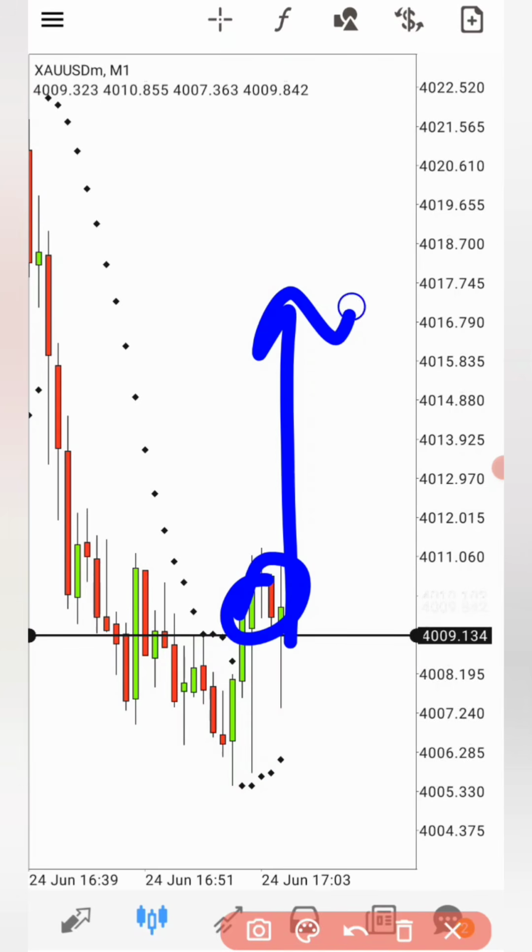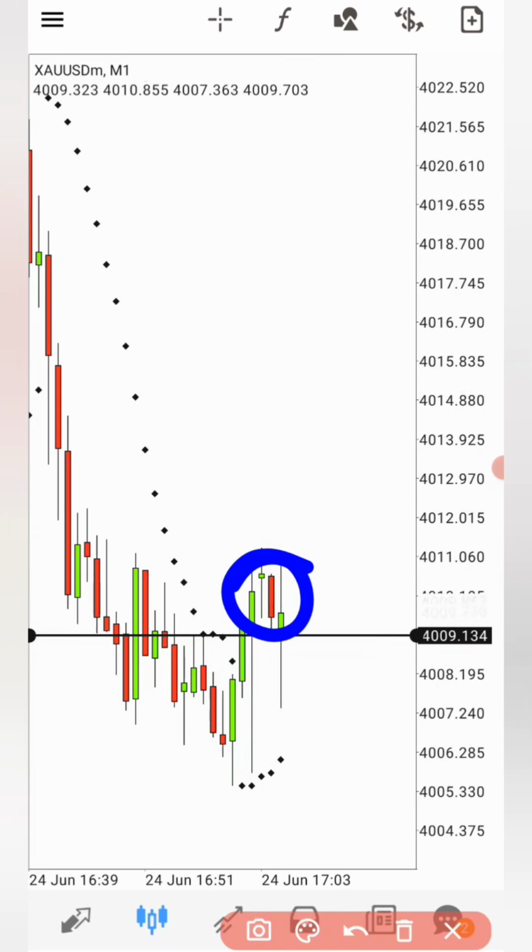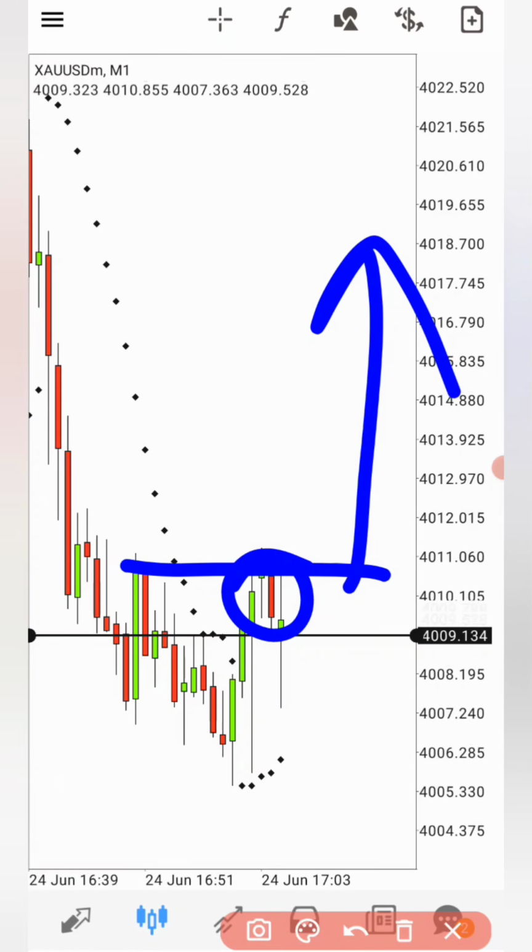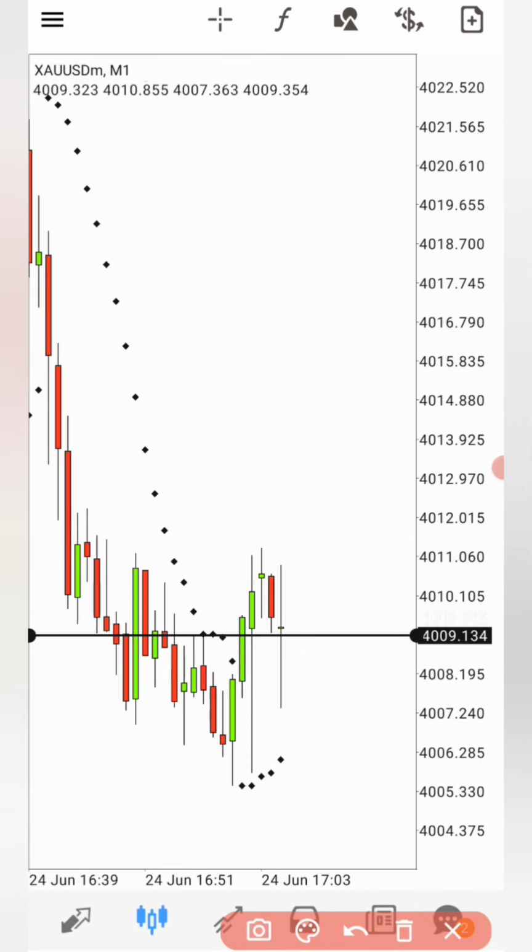And if gold continues to go up, this red candle that you have right here will now also be acting as a support level. This candle's highs will also be acting as a support level that you can use to make money as gold is going up.